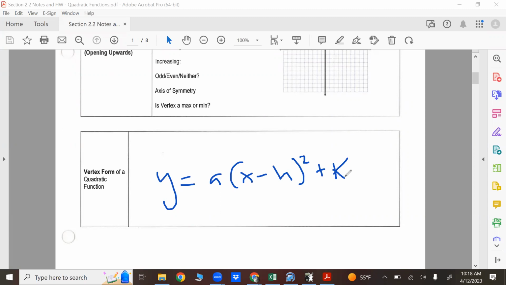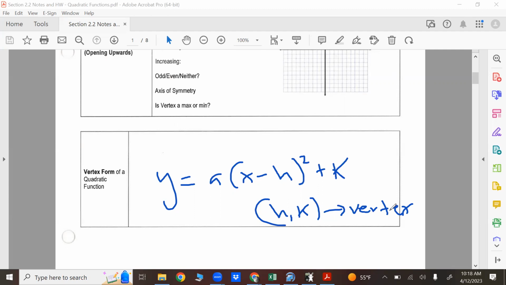Facts. Exactly. So y equals x minus h squared plus k. See what (h, k) is the vertex. Okay, so we're okay with that? Okay.